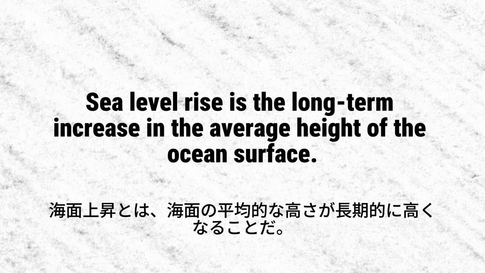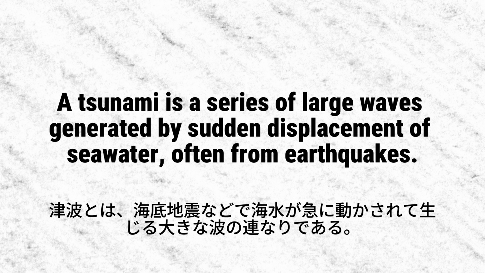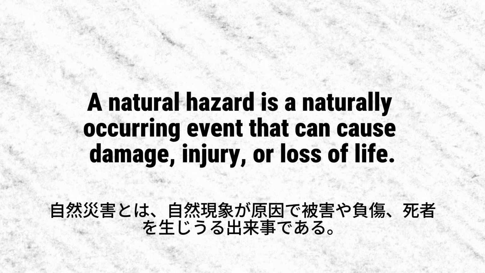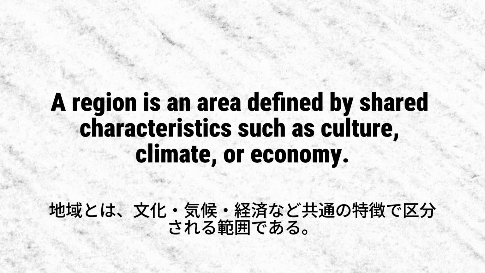Sea level rise is the long-term increase in the average height of the ocean surface. A tsunami is a series of large waves generated by sudden displacement of seawater, often from earthquakes. A natural hazard is a naturally occurring event that can cause damage, injury, or loss of life. A region is an area defined by shared characteristics such as culture, climate, or economy.